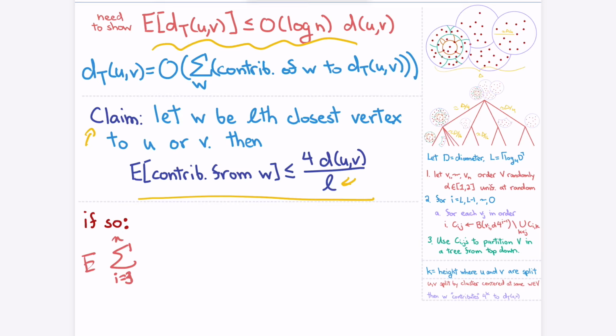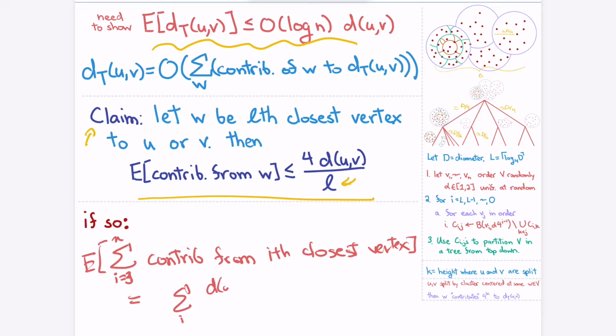the contribution from the ith closest vertex, we'll apply linearity of expectation, and then you're summing over i, d_uv over i times whatever constant. So you'll get your log n times the distance.